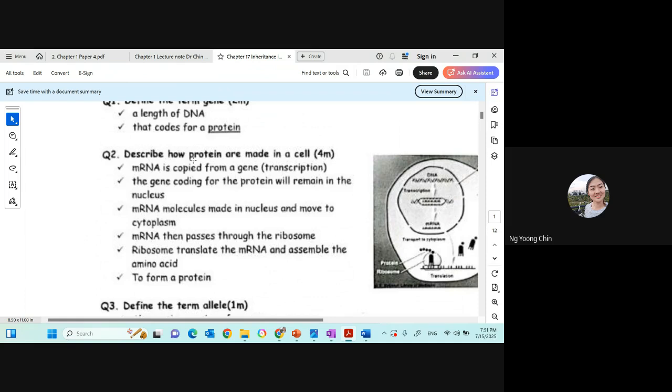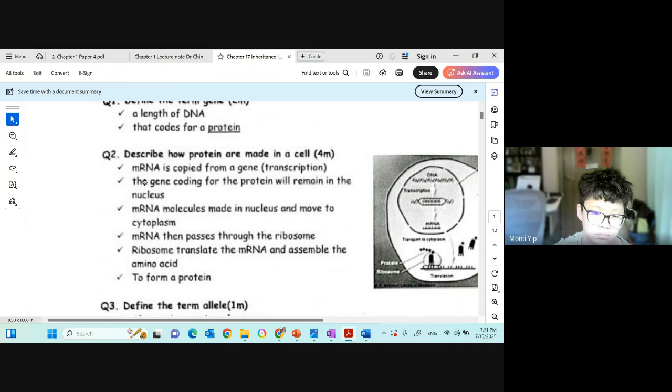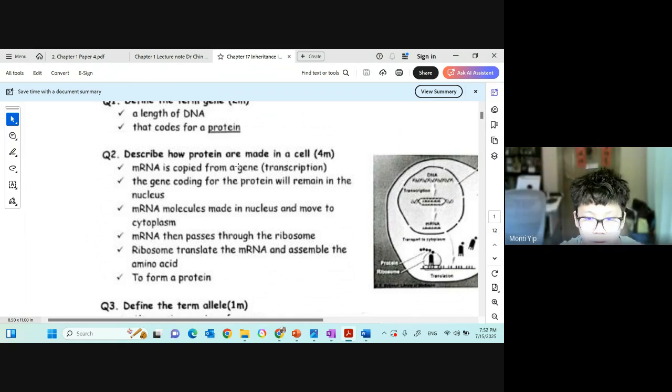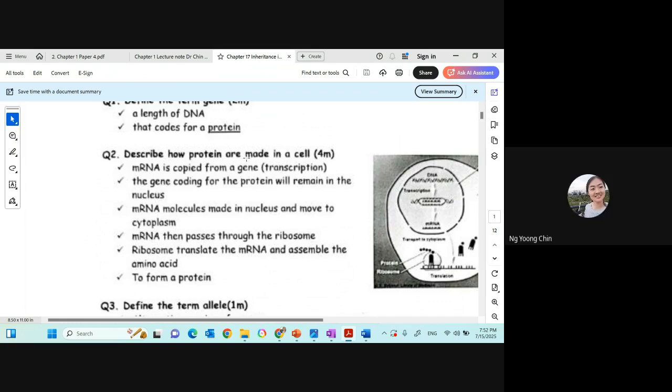Yeah. So you can see messenger RNA is copied from a gene. Where do you find the gene? Yes, correct, inside the DNA. They copy the information from the gene inside the DNA. So now messenger RNA, mRNA, is made in the nucleus.